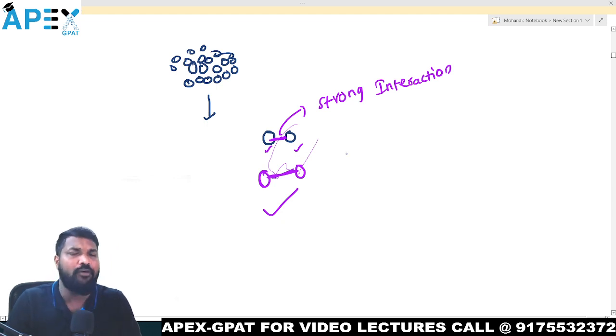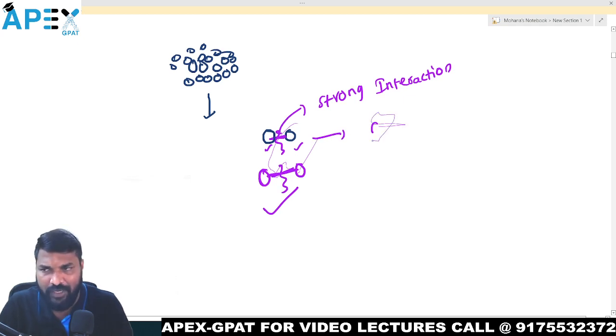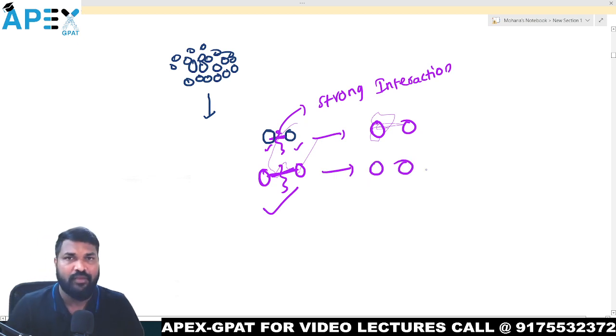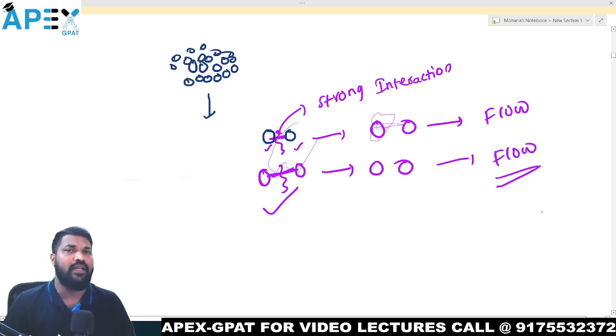But when can they flow faster? Yes. When you break this bond, they become individual. When they become individual, then they start flowing.